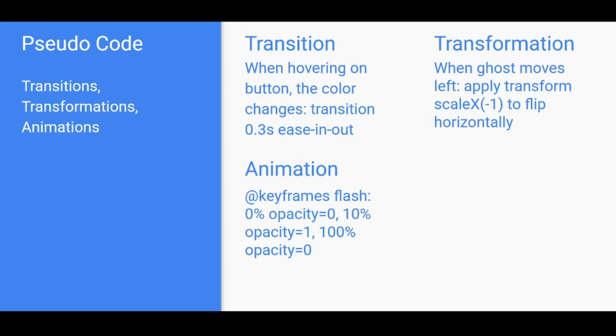So for pseudocode for transition, we have, when hovering on a button, the color changes using transition 0.3 seconds, ease in and out. And for transformation, when the ghost moves from right to left, we apply transform scale -1 to flip it horizontally. And for animation, we did a flashing animation with 0% opacity, and then at 10% opacity it's 1, and then it keeps repeating 0 1 0 1 until it reaches 100.